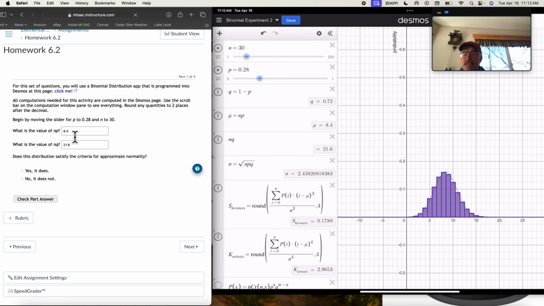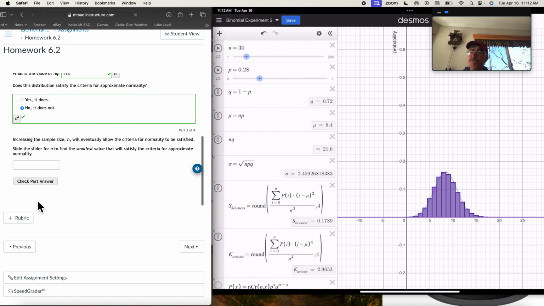And does that satisfy the criteria for normality? The answer again is no, because these are supposed to be at least 10 in size. What it's basically saying is this left tail needs to be at least 10 in length to have a nice symmetric distribution, and the right tail at least 10 in length. Then that gives the symmetry we want. We are not meeting those criteria, so I'll say no. Okay, and check our part answer.